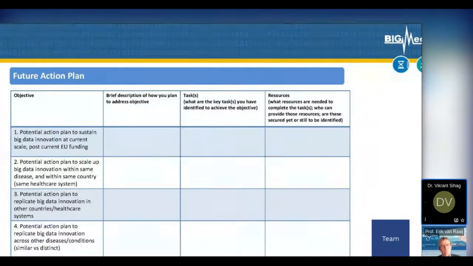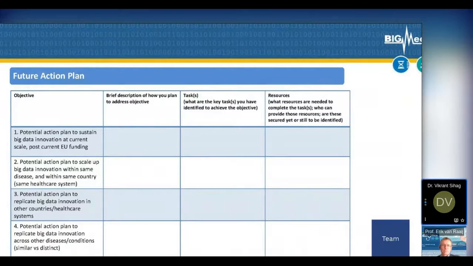diseases or conditions. So some of the diseases could also be similar. So for example, the oncology kind of pilot could be replicated in other types of cancer, but they could also think about other potential application areas where it could be replicated, or other types of conditions which could be very similar to cancer type of treatments or require the same type of innovation. So these were the four objectives with which each pilot team worked and came up with a future action plan.